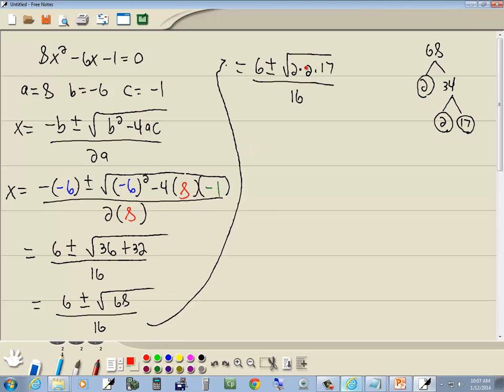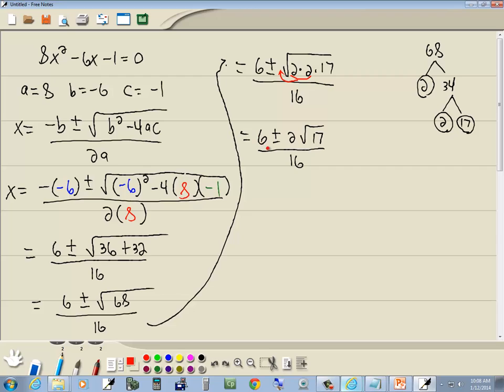Now with a square root, remember we're looking for a pair of somethings. Here's a pair of 2's. So this pair of 2's is going to come out in front as a single 2. So I got 6 plus or minus 2 square root of 17 over 16.